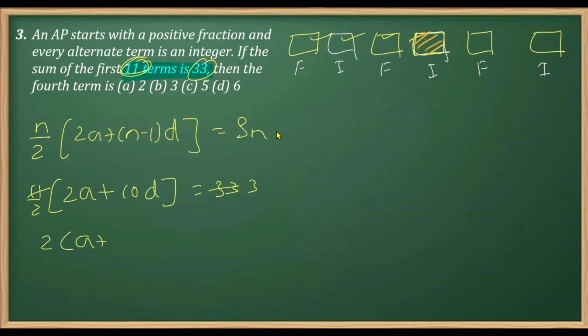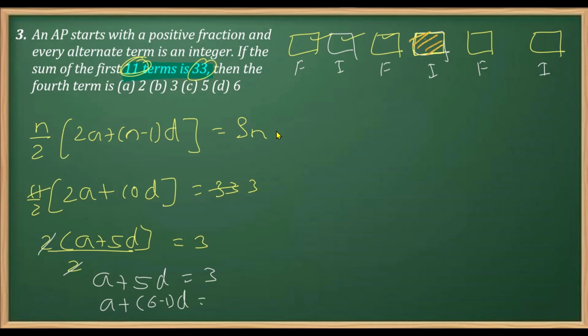This is a plus 5d. I took 2 common, right? And this side we have 3. So check here, this 2 and 2 get cancelled, and we got a plus 5d is equal to 3. Now, what is a plus 5d? Can I say that this is same as a plus (6 minus 1)d?